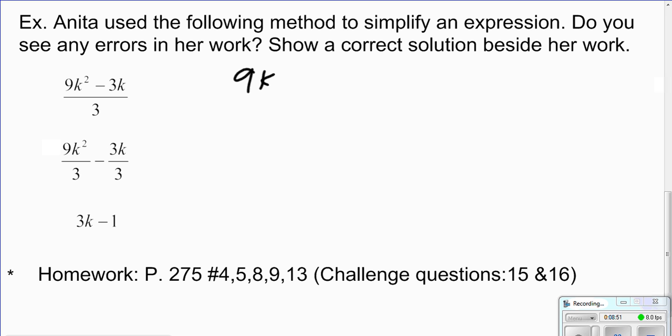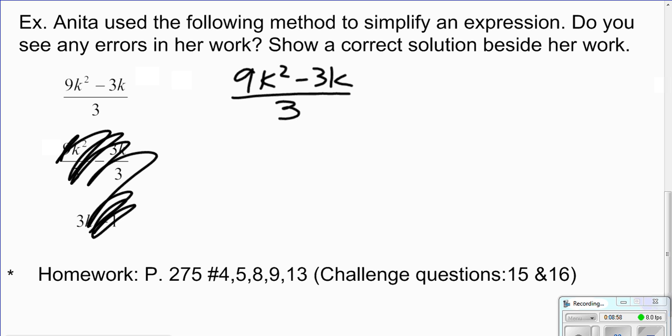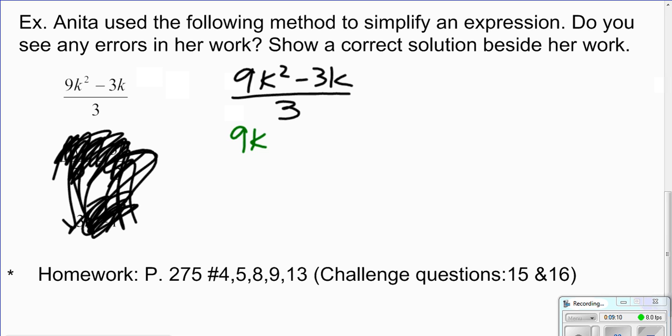So let's do that. 9k squared minus 3k divided by 3. I don't care what any of this is. I'm going to ignore it for now. So how should we do this? Well, we need to split it into two separate fractions because we have a binomial on top. If it was a trinomial on top, we would split it into 3 fractions.